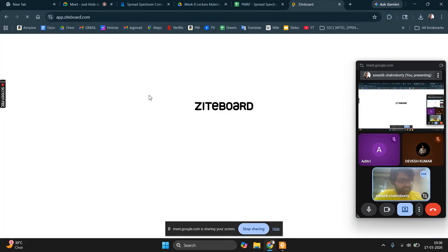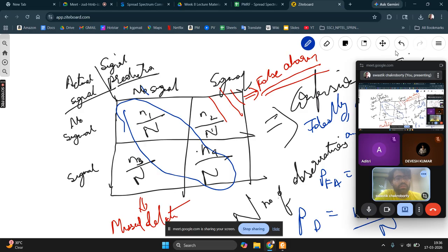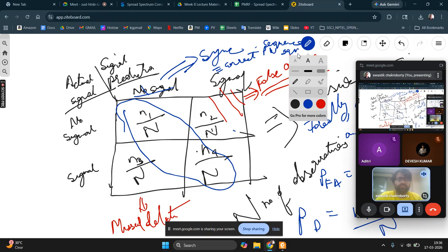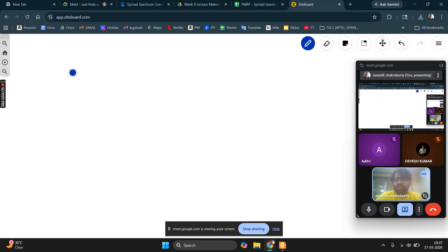Yeah, oh, it is drawn already. So see here, this is the confusion matrix. If there is no synchronization, here it will not be signal but synchronization sequence, that is the PN sequence, the correct PN sequence. Synchronization sequence is basically the correct PN sequence. So if you achieve synchronization, let's reformulate the confusion matrix accordingly.